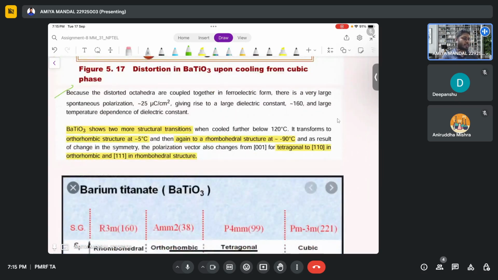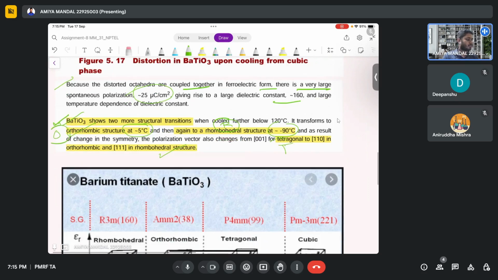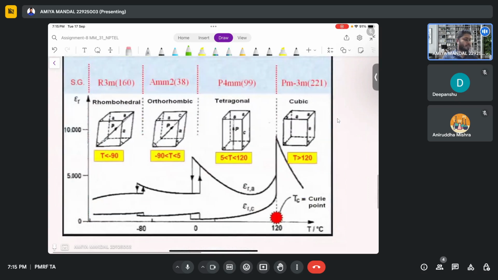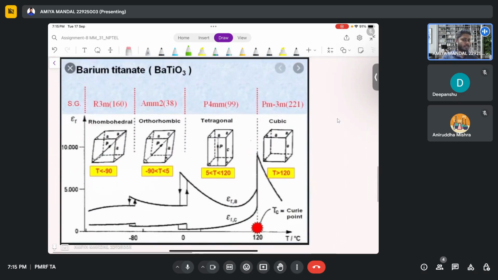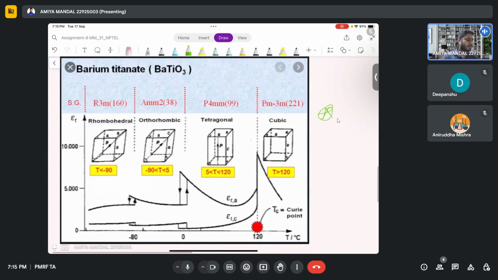Because the distortion octahedra are coupled together in ferroelectric form, there is a very large spontaneous polarization, around 25 microcoulomb per centimeter squared. Barium titanate shows different structures: at 5 degrees centigrade, the orthorhombic structure; below minus 90 degrees centigrade, the rhombohedral structure; and tetragonal symmetry is also observed. So this is the main diagram of barium titanate.